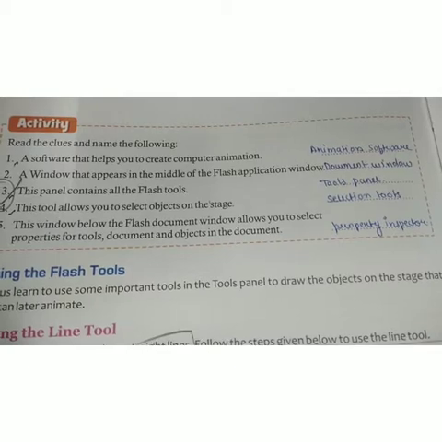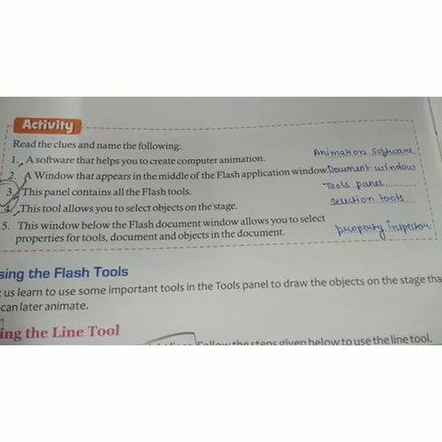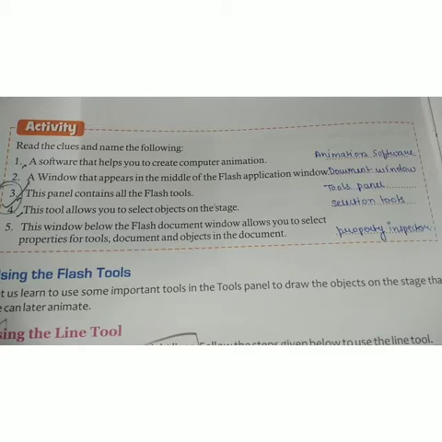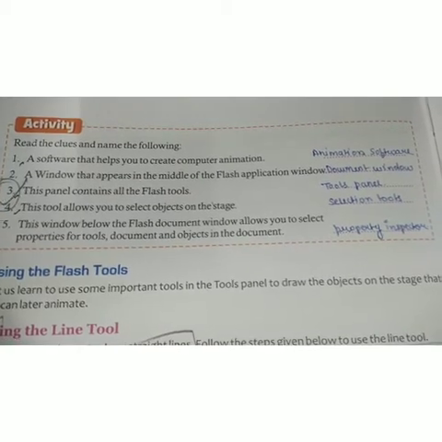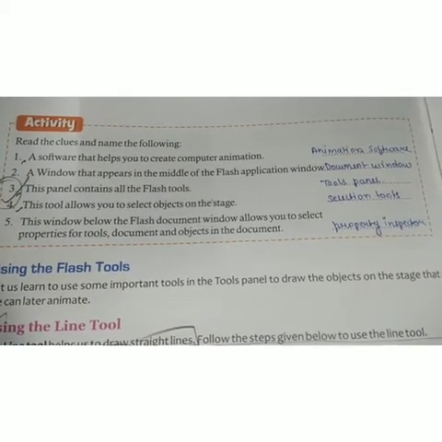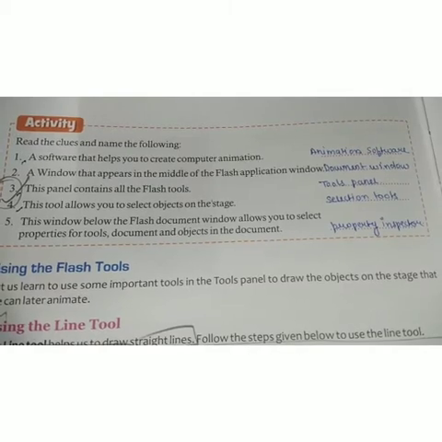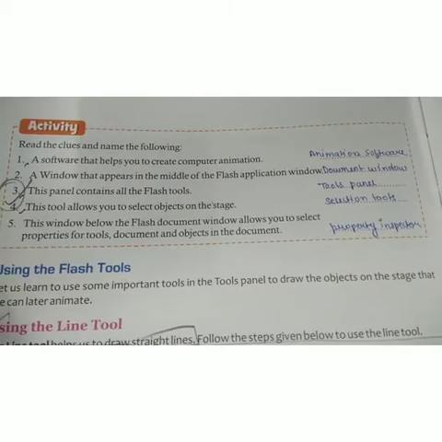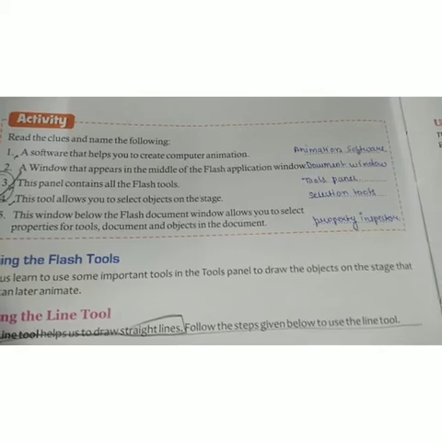Then, this panel contains all the Flash tools. It's the tools panel. Okay. Now next, this tool allows us to select objects on the stage. It's the selection tool. Last, this window below the Flash document window allows you to select properties for tools, document and objects in the document. So it's the property inspector.